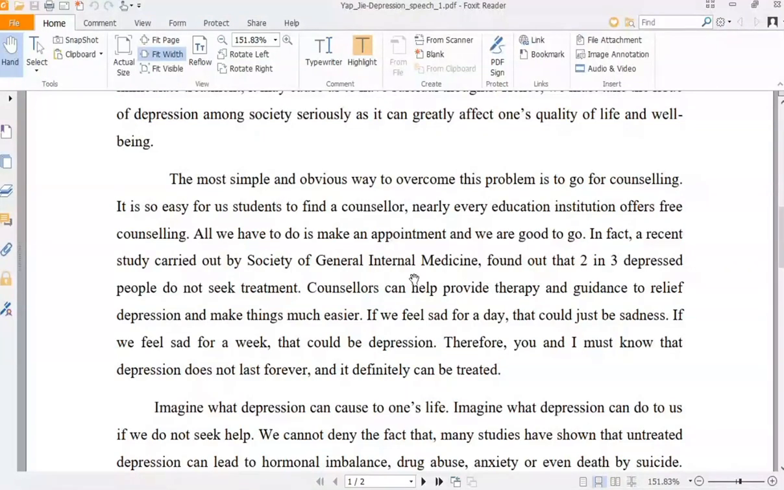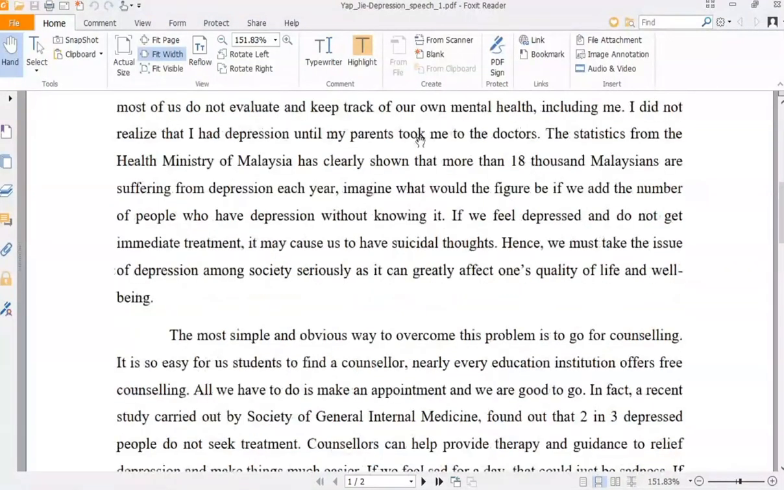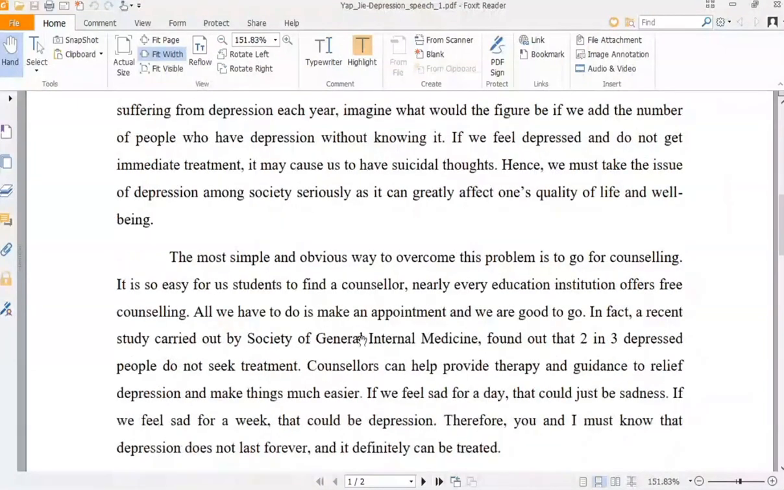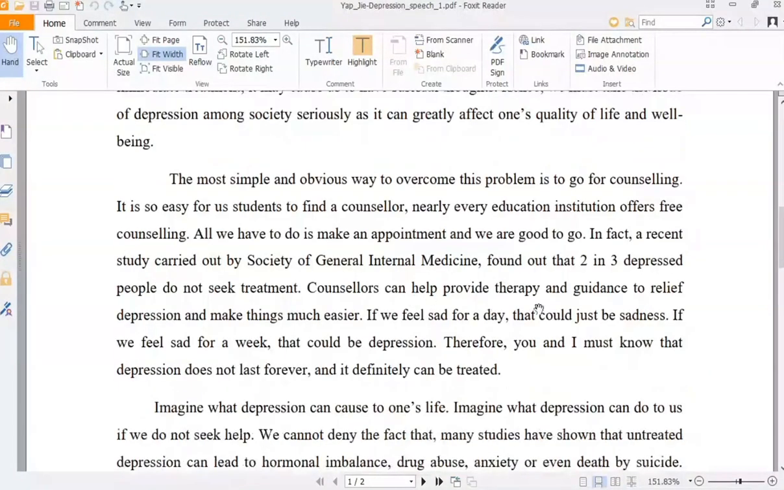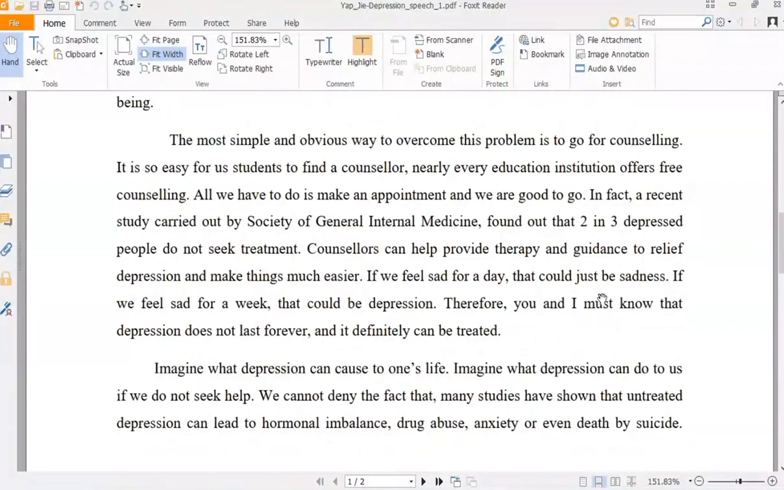credible evidence from external source. He has it here as well. Statistics here is by the Society of General Internal Medicine, found out that 2 in 3 depressed people do not seek treatment. Counselors can help provide therapy and guidance to relieve depression and make things much easier. If we feel sad for a day, that could just be sadness. If we feel sad for a week, that could be depression. Therefore, you and I must know that depression does not last forever. It definitely can be treated.